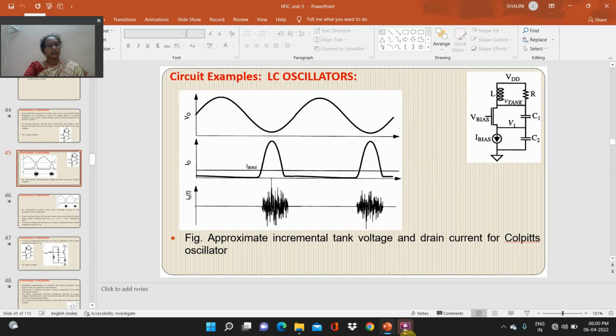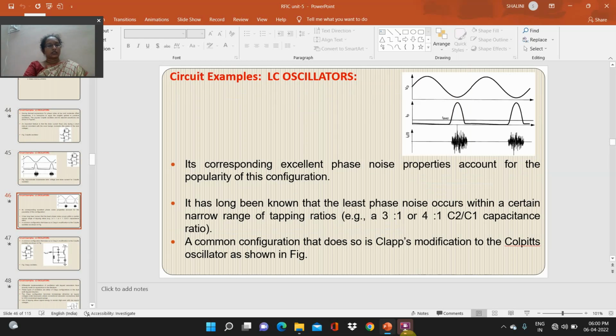So, the approximate incremental tank voltage and drain current for the Colpitts oscillator are like this. Its corresponding excellent phase noise properties account for the popularity of this configuration. Next, it has been known that the least phase noise occurs within a certain narrow range of tapping ratios, capacitance, etc.